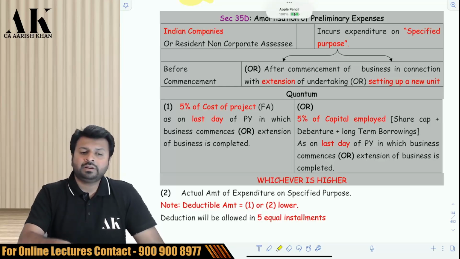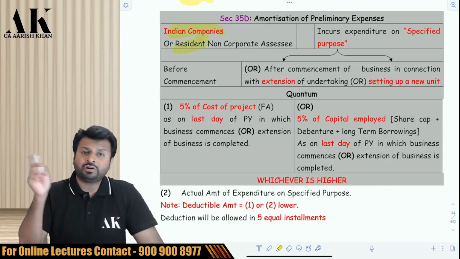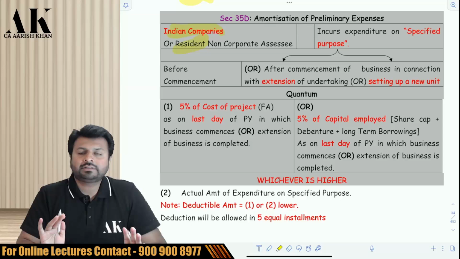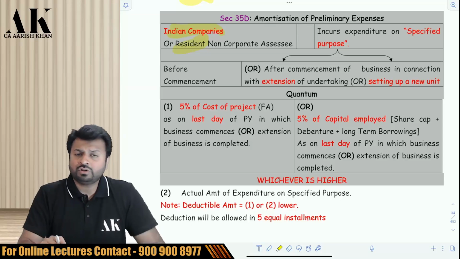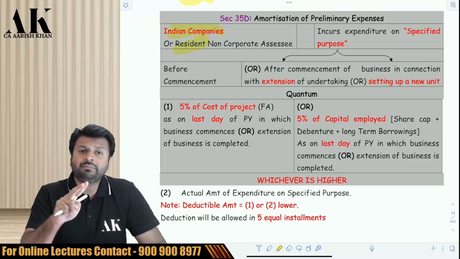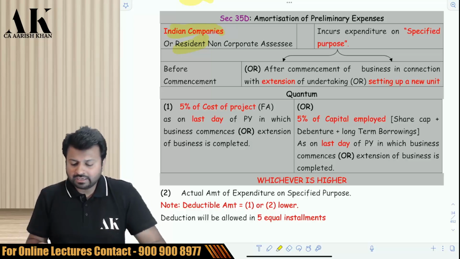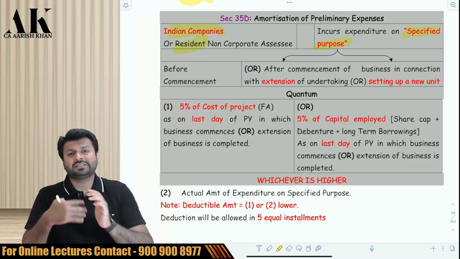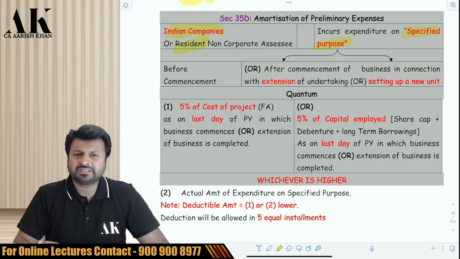This deduction is available only to Indian companies and to persons other than companies. If you are not a company, then you should be a resident. It means this deduction is only available to residents and not to non-residents. The assessee has to be an Indian company if it is a company, and a resident if it is not a company. Then the expenditure should be incurred for a specified purpose. I'll talk about that specified purpose in a while, and which things can come under it.